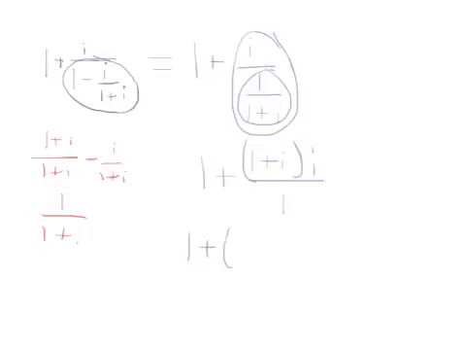plus, parentheses, i plus i squared. Now remember, i squared is equal to negative 1. So what I have is 1 plus, parentheses, i minus 1. So 1 plus i minus 1, the 1's will cancel. I'm left with just i, and that is my final answer.